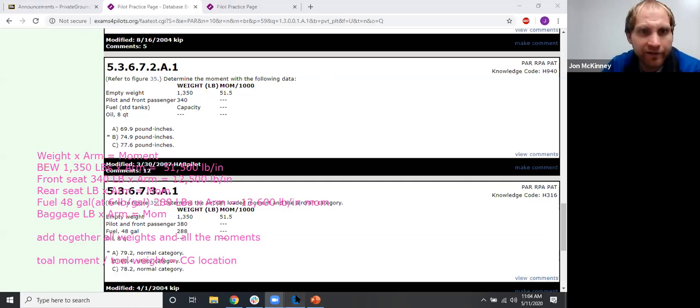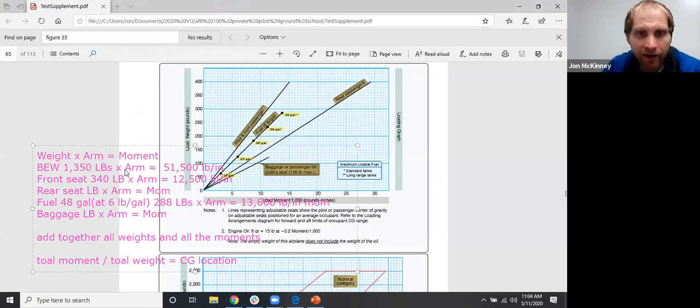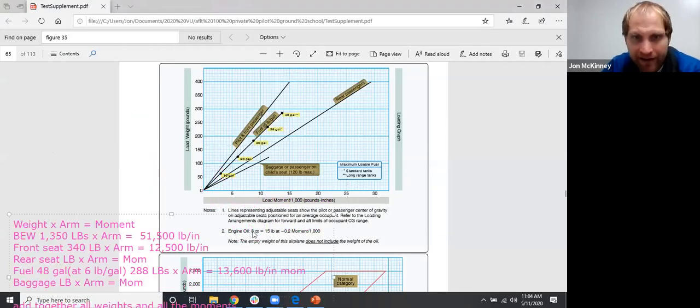And so this figure itself is going to tell us that information. Down here, it tells us engine oil is 8 quarts, and it says 15 pounds at negative 0.2 moment divided by 1,000. So here's the note: the empty weight of this airplane does not include the weight of oil. So we're going to need to do extra math to account for that oil weight in this particular example.